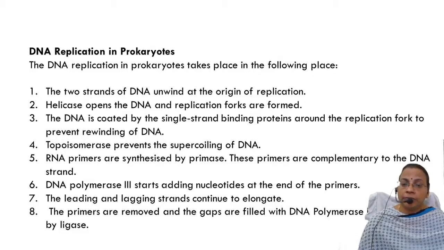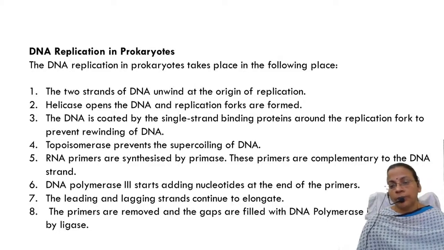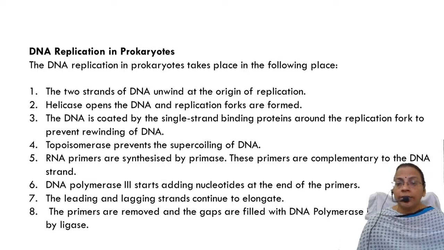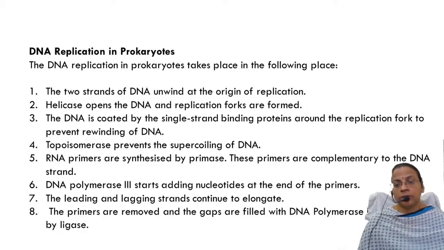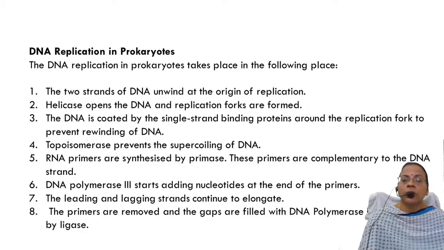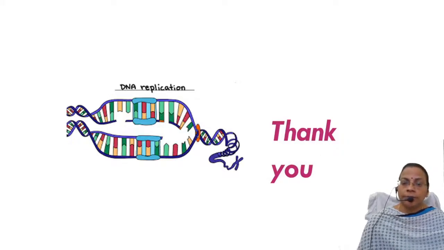Then at the end of the replication, the primers will be removed and the gaps are filled by DNA polymerase, and the cut ends are joined with the help of DNA ligase. As a result, we get two DNA molecules from a single DNA. As soon as they form the two strands, helix reformation takes place, and the entire process comes to an end.